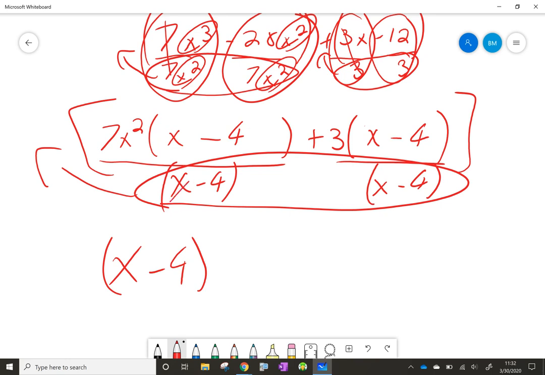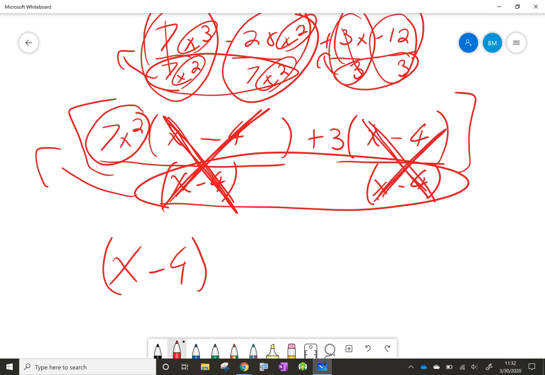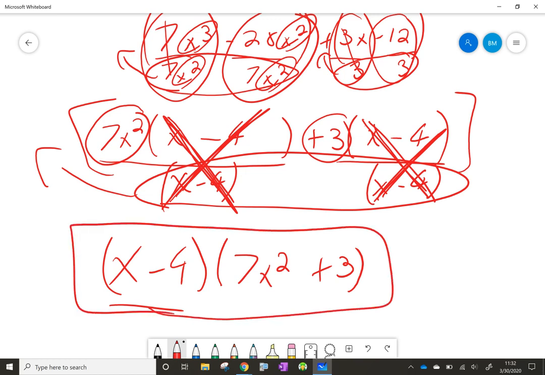Now, what happens if that first group doesn't have the x minus 4 anymore? Remember, you're dividing it out, it's taking it away. If that first term doesn't have x minus 4, then it's just going to be 7x squared. If the second group doesn't have x minus 4, if that's taken out of it, then it's just the 3. So if you take that x minus 4 and factor it all the way out, bring it to the front, then what you're going to be left with is the GCF of both terms. You're going to be left with the 7x squared from the first group and the plus 3 of the second group. And this is our final answer, factored by grouping.